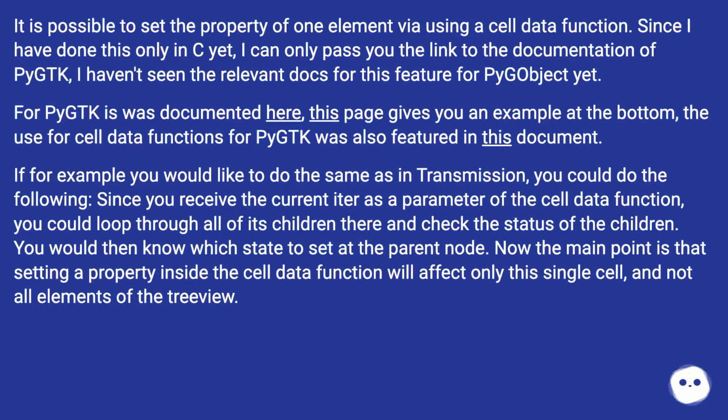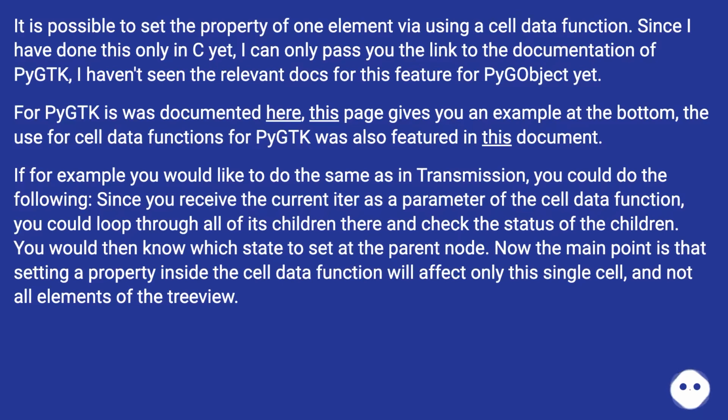It is possible to set the property of one element via using a CellData function. Since I have done this only in C yet, I can only pass you the link to the documentation of PyGTK. I haven't seen the relevant docs for this feature for PyGObject yet. For PyGTK it was documented here. This page gives you an example at the bottom. The use of CellData functions for PyGTK was also featured in this document.